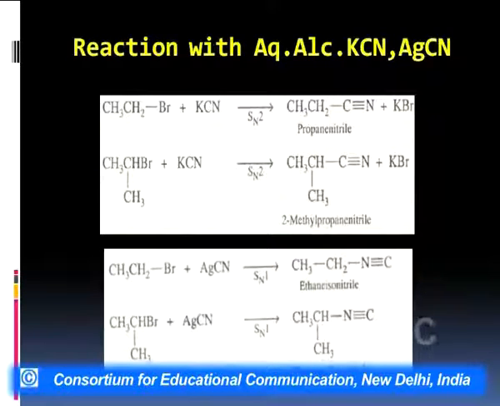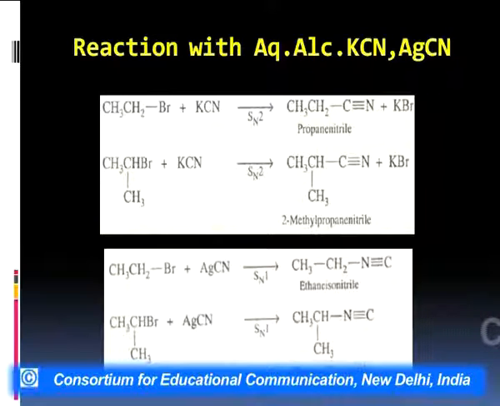In these reactions, again what I have shown you is that if you do the reaction with alcoholic KCN and the mechanism is SN2, then we will get propane nitrile. Similarly, with a secondary halide, that is isopropyl bromide, it will also undergo SN2 mechanism and we will get nitrile. Whereas when we do the reaction with AgCN, then the mechanism will be SN1 and we will get isocyanide.